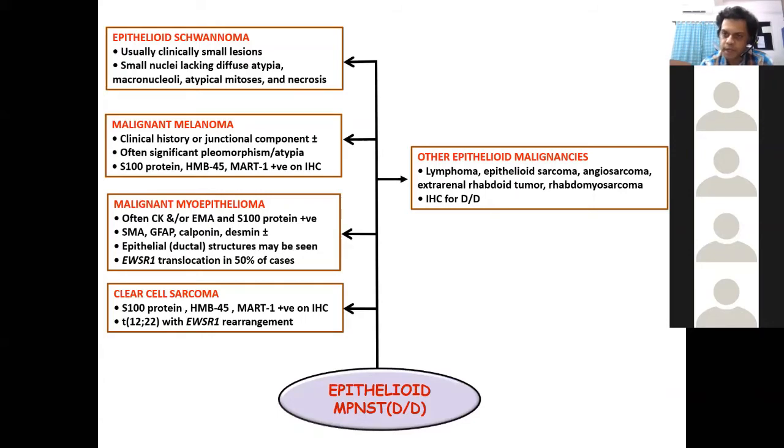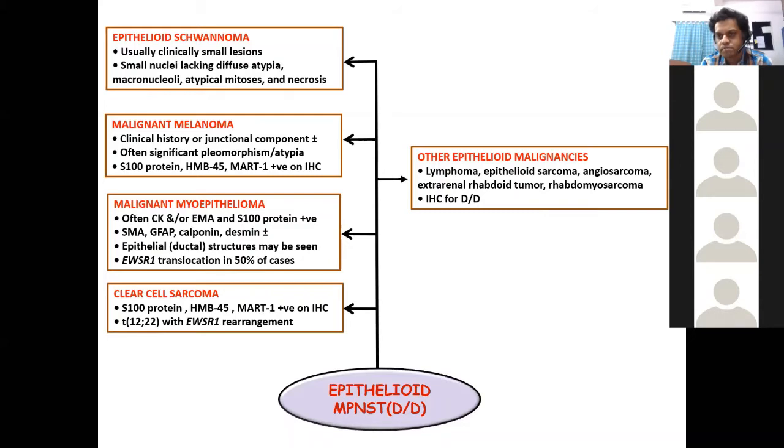Myoepithelioma, which is malignant, is very much in the differential. Because they can also express S100, you will have to put in other myoepithelial markers at the same time, SMA, GFAP, calponin, etc. So that's one important thing. EWSR1 translocations are known in that case. I don't know whether we are doing this FISH routinely in such cases. Clear cell sarcoma sometimes can show this kind of an appearance, uncommonly. Epithelioid sarcoma is something that needs to be kept in mind. So you will need to put epithelial markers along with CD34 also when you are doing it.